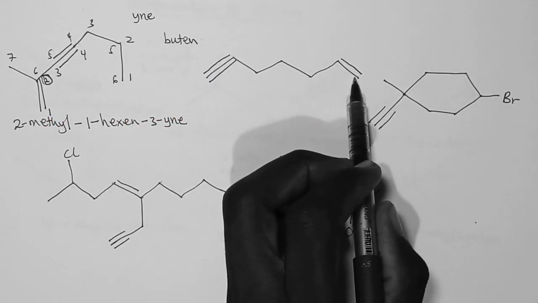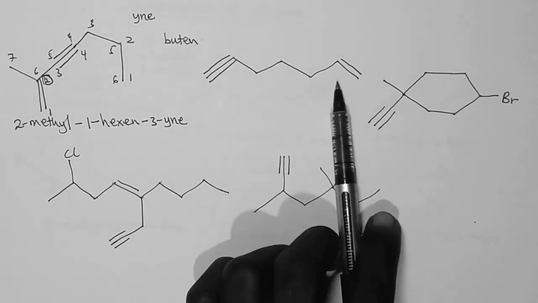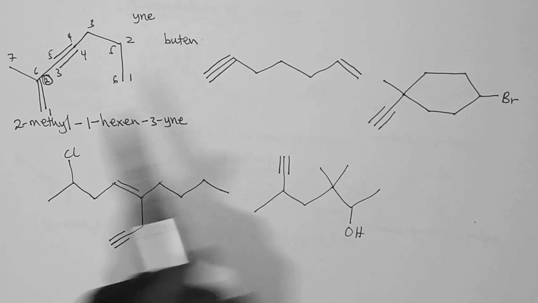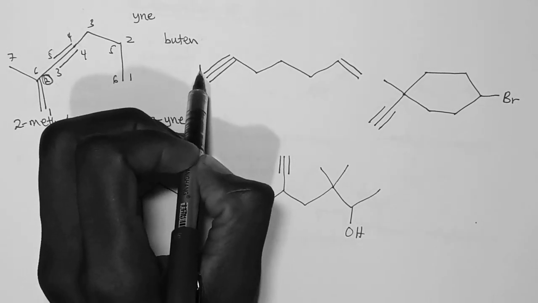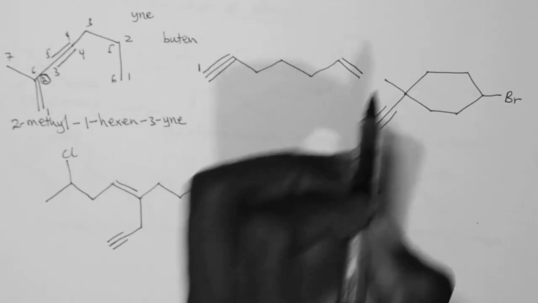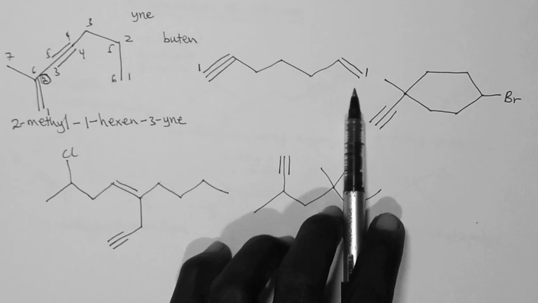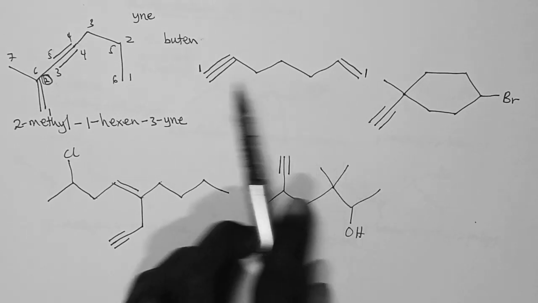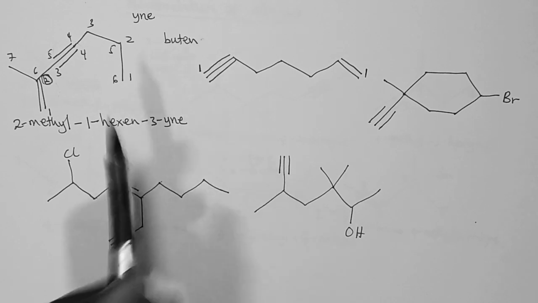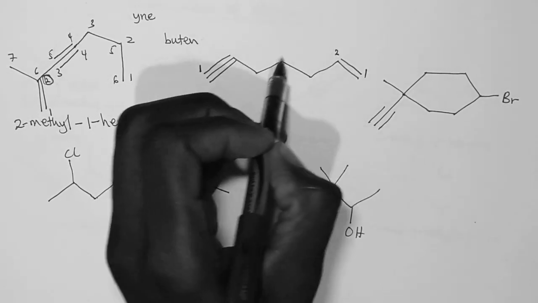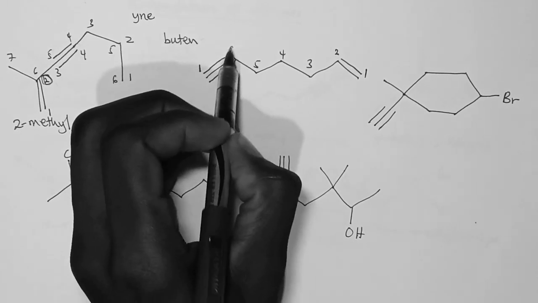It's the same thing here. But now, in this case, you see that if we start from here, the alkyne is on carbon number 1. And if we start from here, the alkene is also on carbon number 1. So which one should we give precedence? The rule says that we should give precedence to the alkene over the alkyne. And therefore here will be 1, 2, 3, 4, 5, 6, and 7.